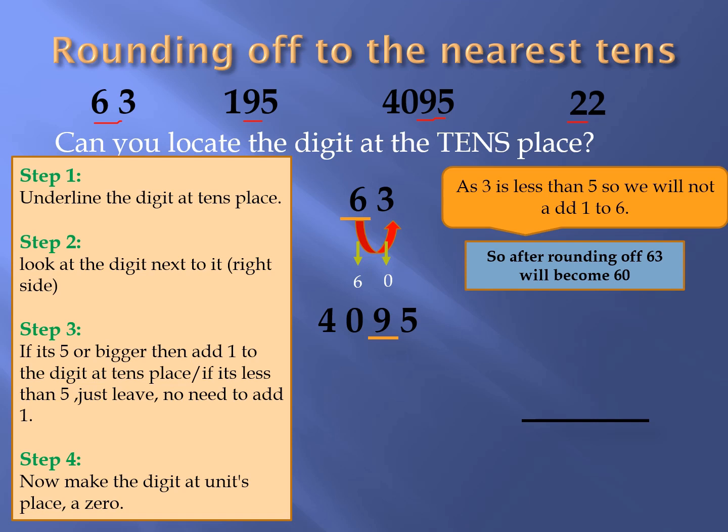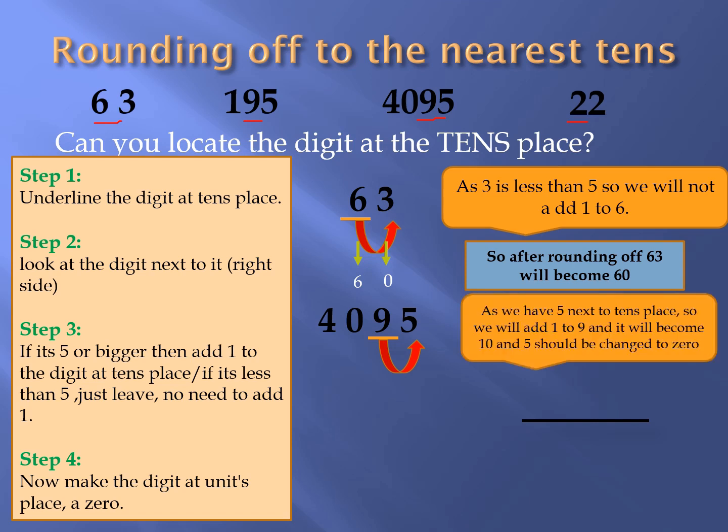So this time we have 5 next to it. Now when we have 5, we should add 1 to the digit at tens place. When we add 1 to 9, it becomes 10. So how are we going to do it? First of all, 5 became 0. Then we have added 1 to 9, it becomes 10. 0 will remain here and 1 will be carried to the next digit.